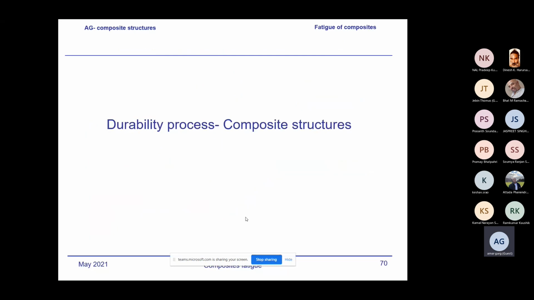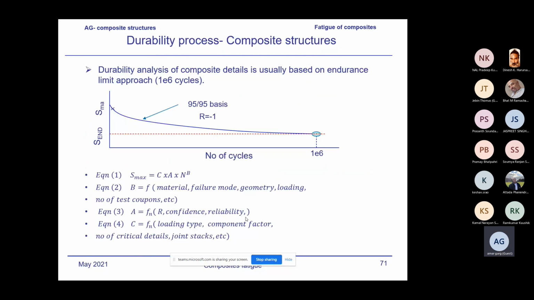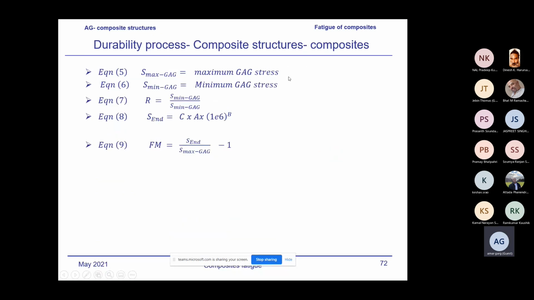Okay, now for the composite structures, it is simple, which I have shown earlier: endurance limit, you generate the SN curve. Again, you use all the reliability factor, confidence factor, material factor, all the loading types, won't go into the details. Suppose this is a final chart. So using this one, you will determine S endurance limit. And then suppose your maximum GAG stress, minimum GAG stress, R is defined. S endurance limit, basically the SN curve. So FM is the fatigue margin from SN. So this is how we'll demonstrate the durability of the composite structures.